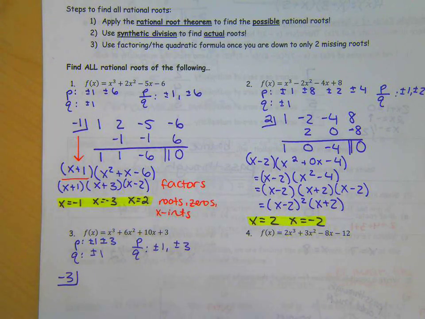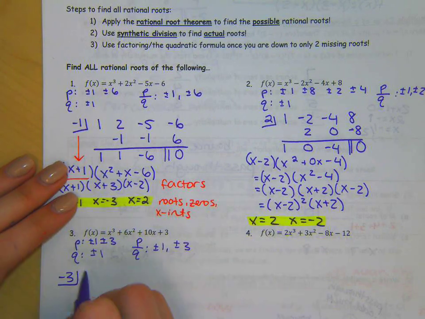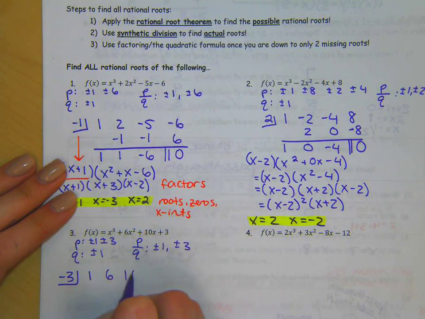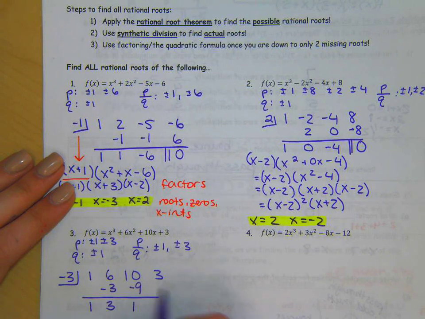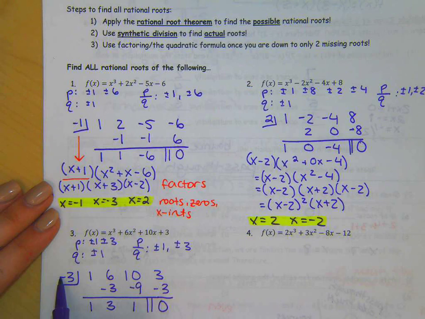And again, I'm telling you that to save on time, you'll have to guess and check until you find the one that works. So we have 1, 6, 10, and 3 as our leading coefficients. Bring down the 1, multiply, add, multiply, add, multiply. We get that remainder of 0 that we wanted. That tells us that -3 is a root.